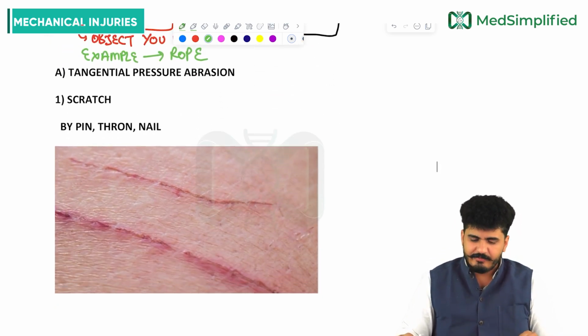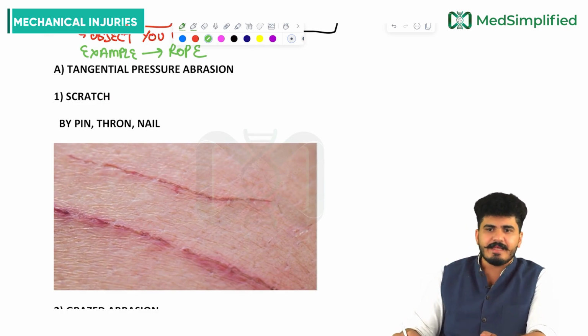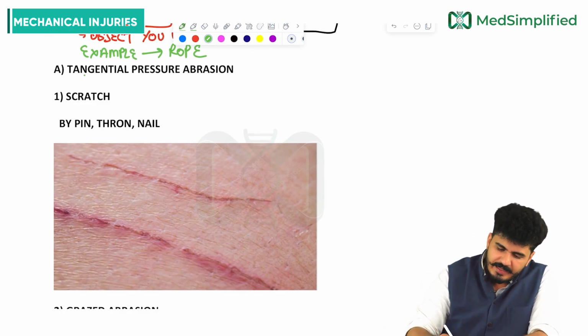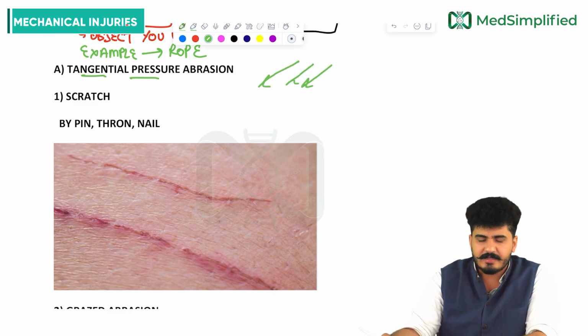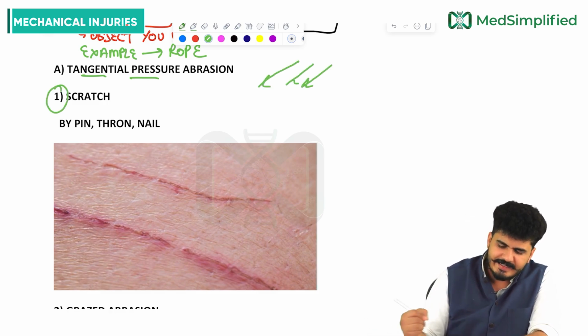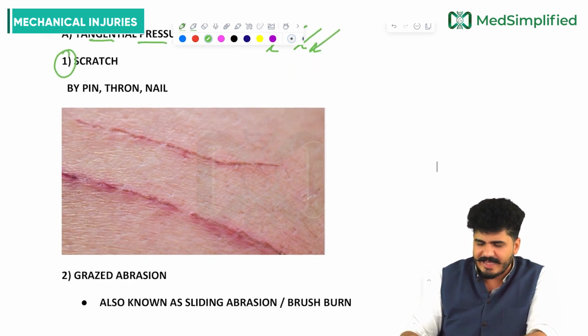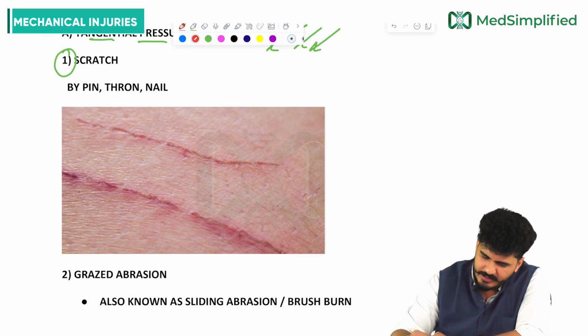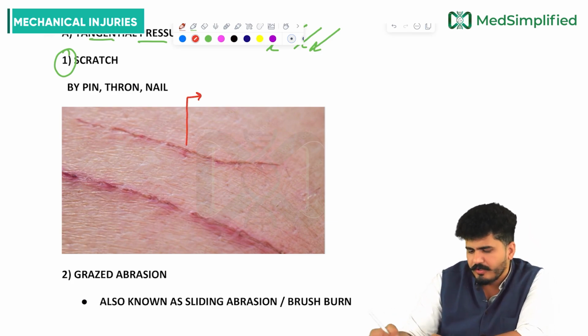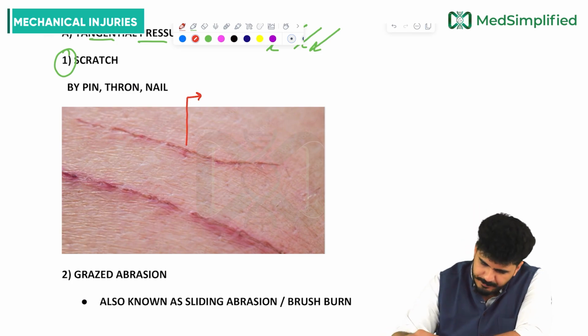Now, let's learn one by one with the help of diagrams and beautiful examples. Tangential pressure abrasion, we talked about the force is like this. Tangential force. First thing is scratch. You can very well see the scratch marks right here, sir. This is a type of abrasion. Here you will see what? Your epidermis is gone. What do you see here, sir? Epidermis.